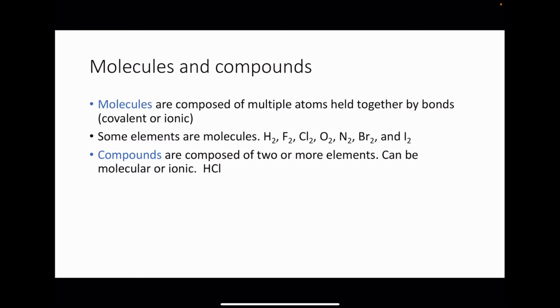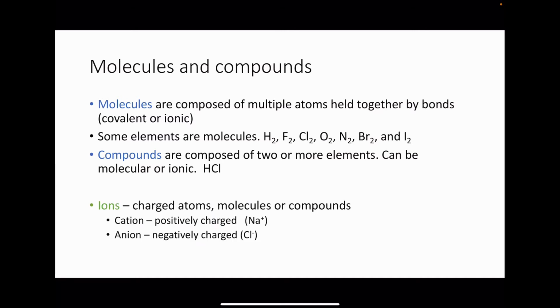And then a compound is typically composed of two or more elements. So our elements that are molecules aren't necessarily compounds. Now, compounds can be molecular, so then it's just a molecular compound, or it can be ionic. We'll talk a little bit about what that means as we get through more discussion of the periodic table, but I'll give an example like hydrochloric acid, so HCl.